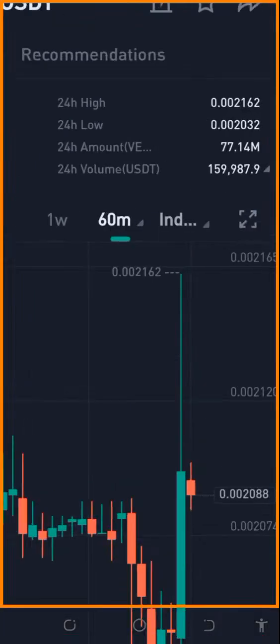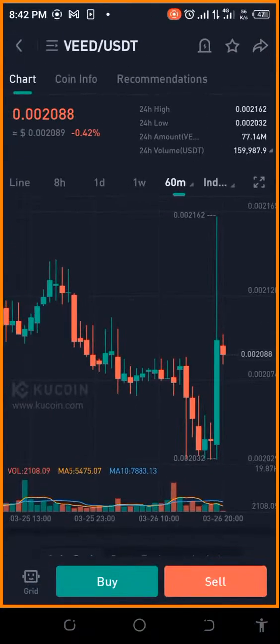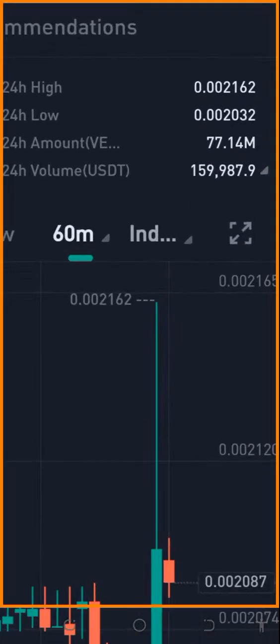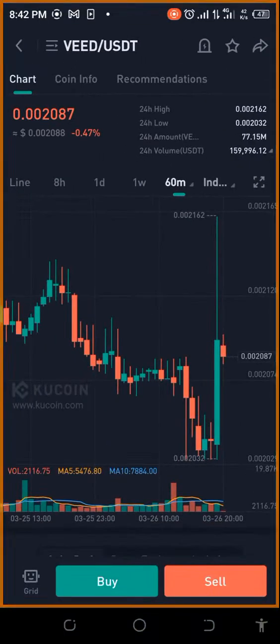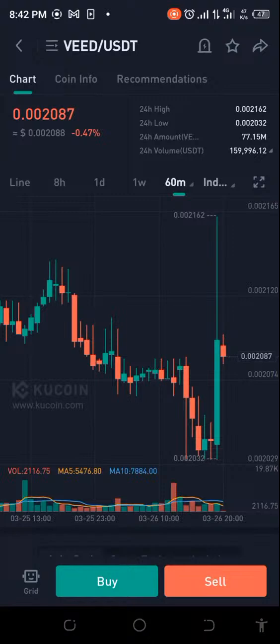And I didn't know, because what happens here is that somebody with probably a big money bag came and bought a lot of VEED. And when that happened, the candle shot up high. And of course, all of this could happen within a couple of minutes. As you can see here, this is 60 minutes, which is 1 hour. So that means in the past 1 hour, I wasn't checking this. I had other things because I'm doing other trades too. This is not the only trade I'm doing. So I wasn't checking this. If I was checking it, I would have seen it and I would have cashed out.